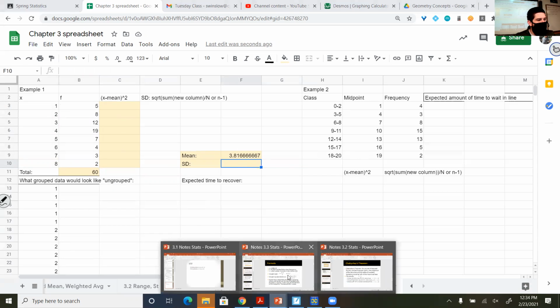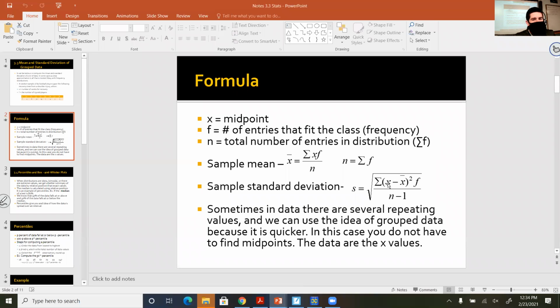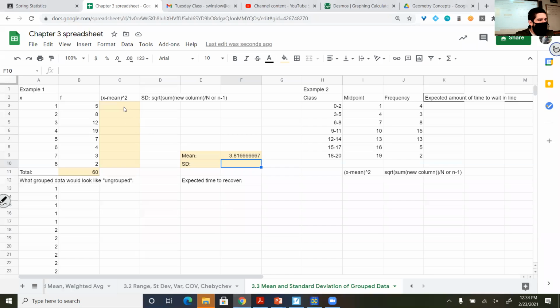So according to our formula, it's going to be every x value minus the mean, squared, times its frequency of it happening. Then I'm going to add those all up, divide it by n minus 1, and then take the square root of it. So I went ahead and wrote in there, oh yes, and of course, times the frequency.